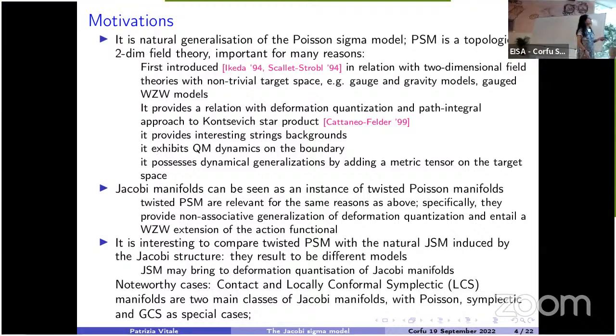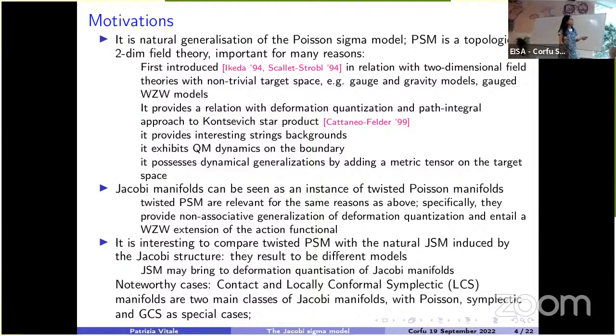So since having a Poisson manifold implies associativity for quantization, once you have these twisted Poisson manifolds, you expect that the quantization that you get is non-associative. And the quantization of this kind of models is interesting as well, and one can look for deformation quantization.